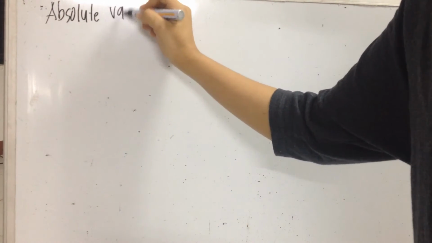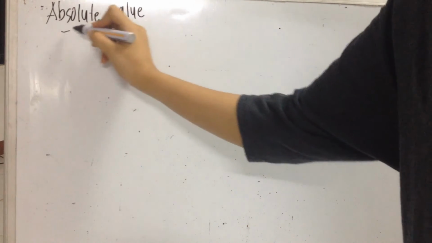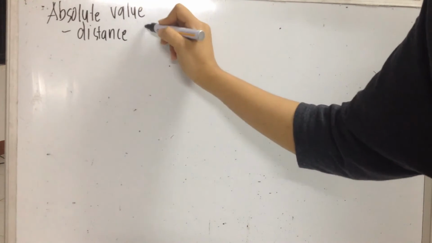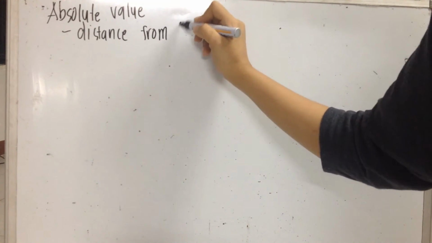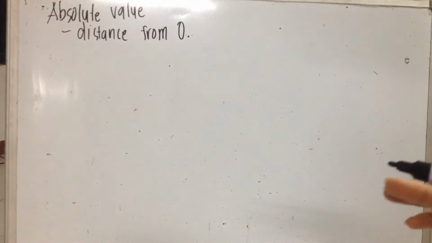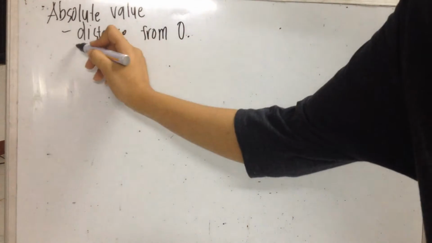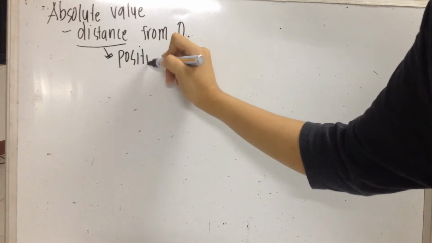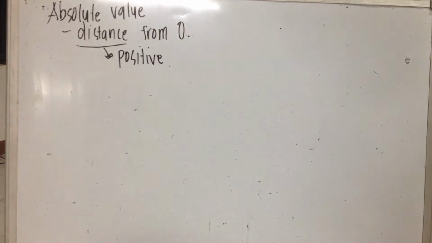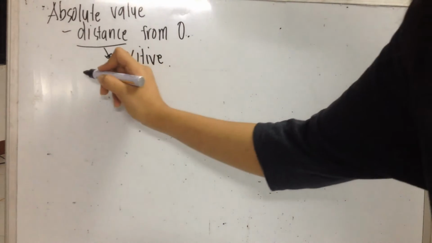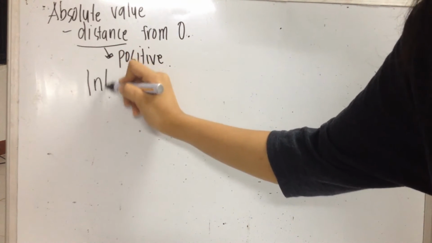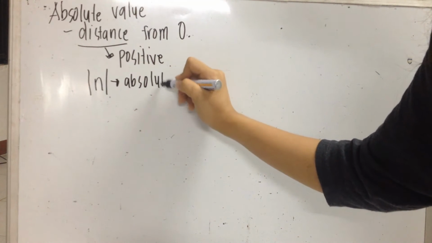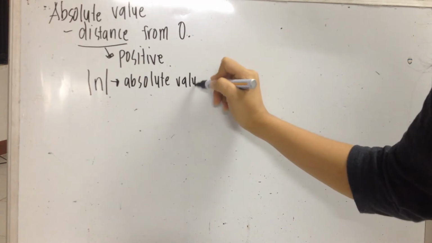Talks about the distance of a number from 0. So kapag sinabi nating distance, it is always positive. Distance from 0. So we are talking about the number line. Pag sinabi nating distance, it is always positive. So we are going to represent an absolute value of a number with this form. So this is read as absolute value of m.